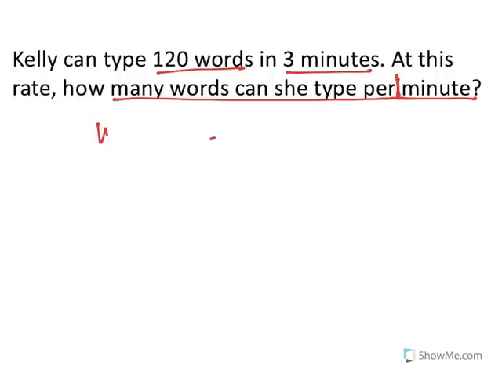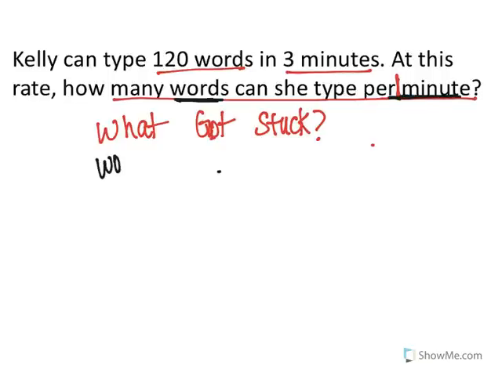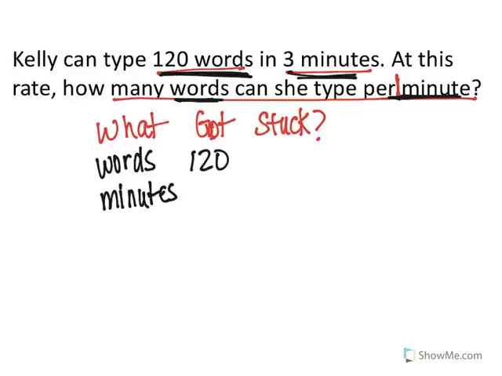All right, let's use the what got stuck method. What got stuck? All right, what are you comparing? The question says how many words can she type per minute? So according to this, I am comparing the words to minutes. All right, so got, what information do you have? What do you know? What did they give you? Well, I know that she can type 120 words in 3 minutes. So 120 words in 3 minutes.